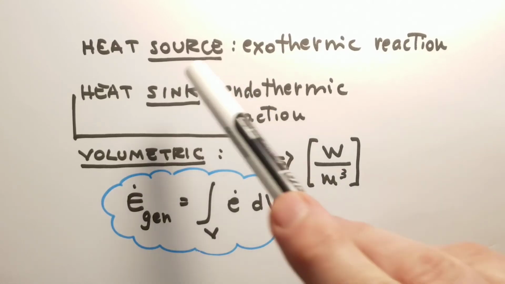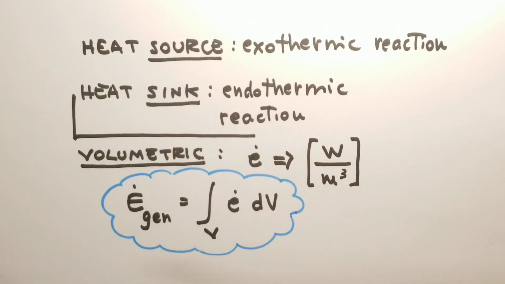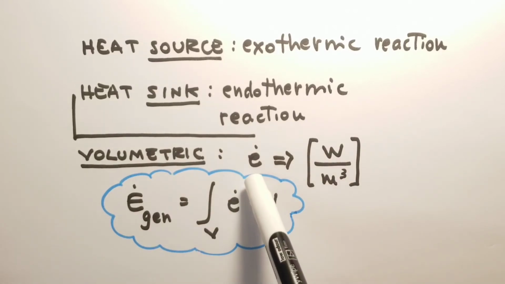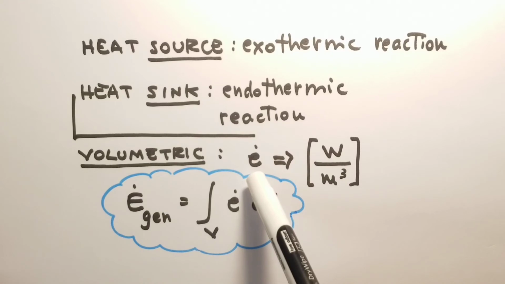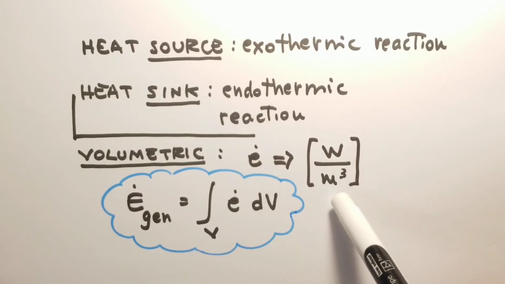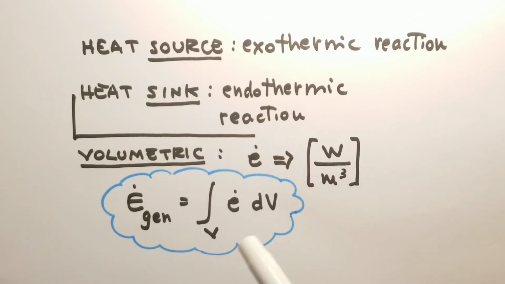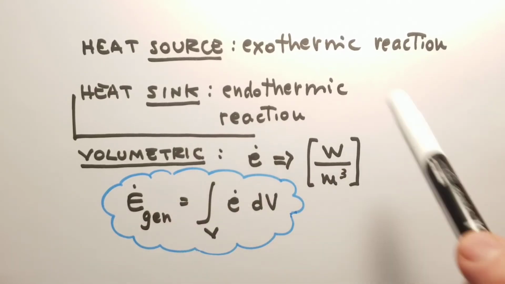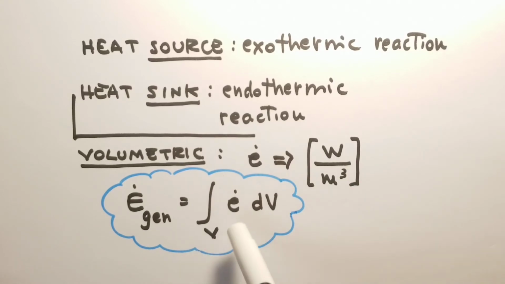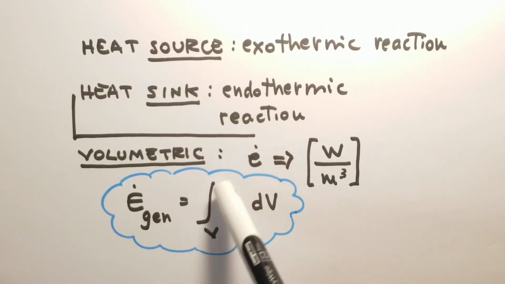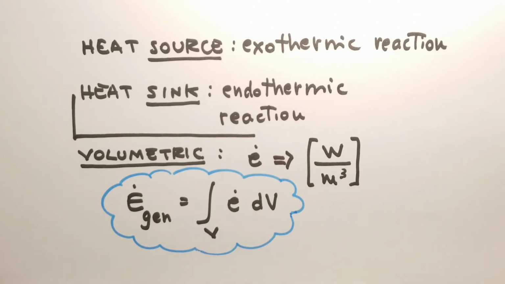Usually when we have a heat source or heat sink, we have a volumetric problem. So we indicate this heat generation as a small e dot, and that's in watts per meter cubed. So this is a local heat generation. And to find the heat generation everywhere, we will have to integrate this quantity over the volume.